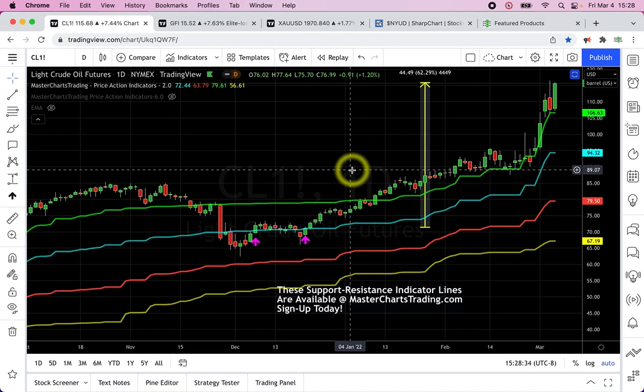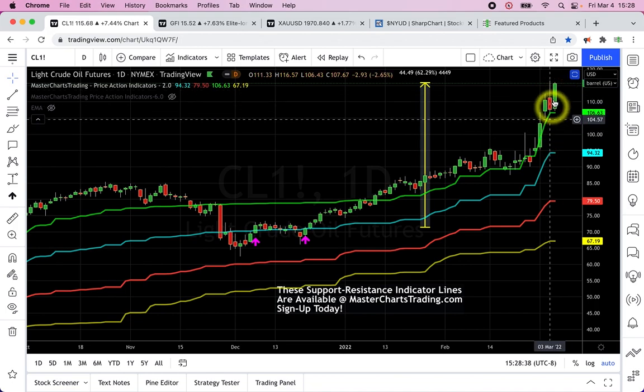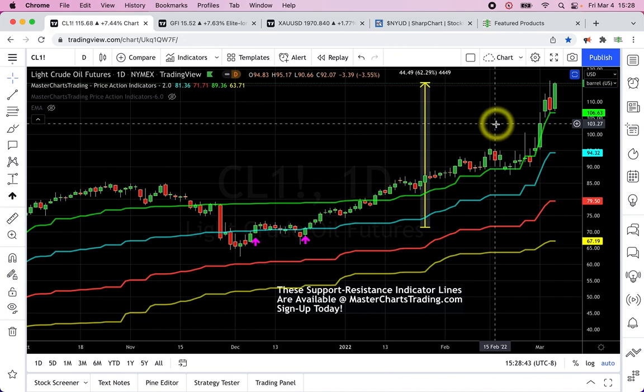Will it continue? I thought this was the shooting star candlestick. Clearly it's not really doing anything. Oil just keeps going higher, and now I hear Russian oil will be banned in the United States, so most likely this will continue even higher.